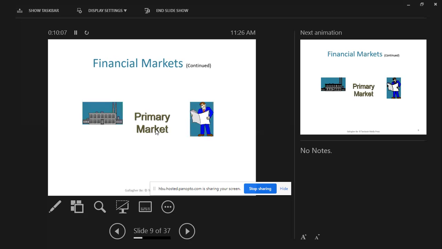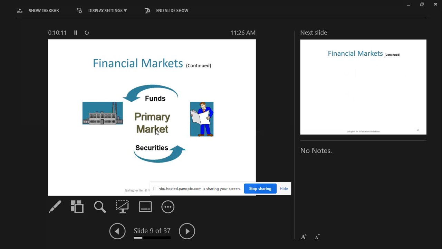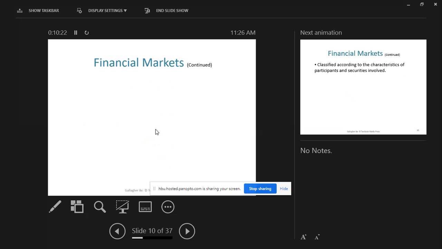The primary market is from 0 to 1, IPO, or 1 to 2, SEO, seasoned equity offering.